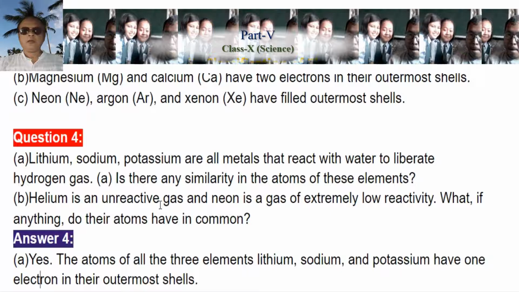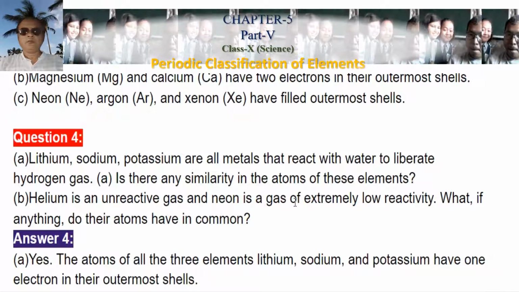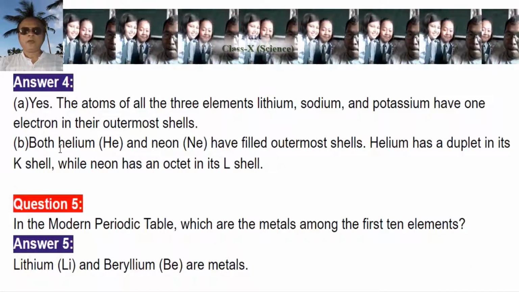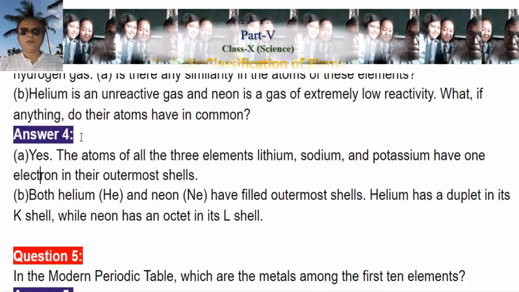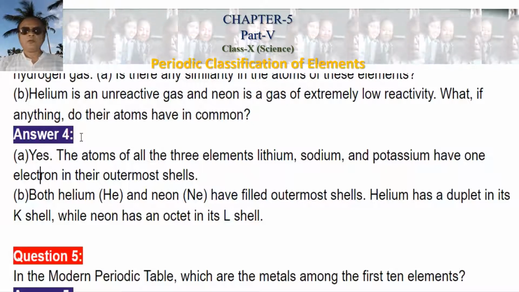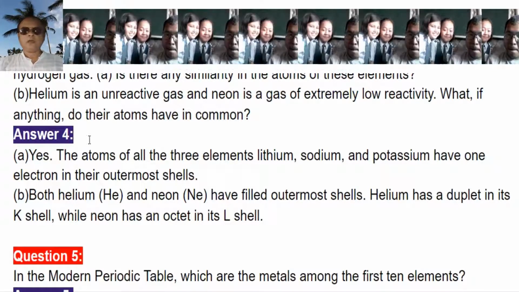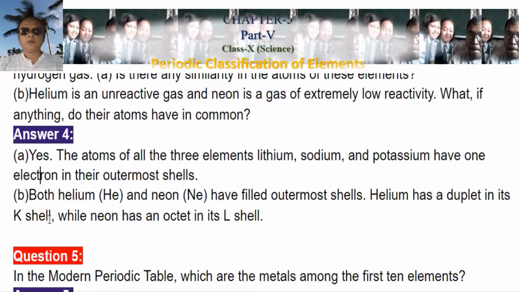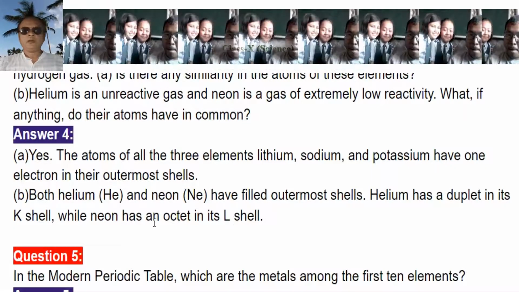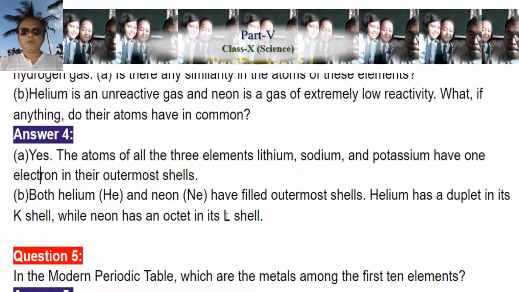Now let's go to the next question. Helium is an unreactive gas and neon a gas of extremely low reactivity. What, if anything, do their atoms have in common? Means both of them, K shell is filled and L shell is also filled. That is, K shell, the first shell, has 2 electrons, and the other shell has 8 electrons. So the L shell of neon has 8 electrons in the outermost orbit. So it is filled.